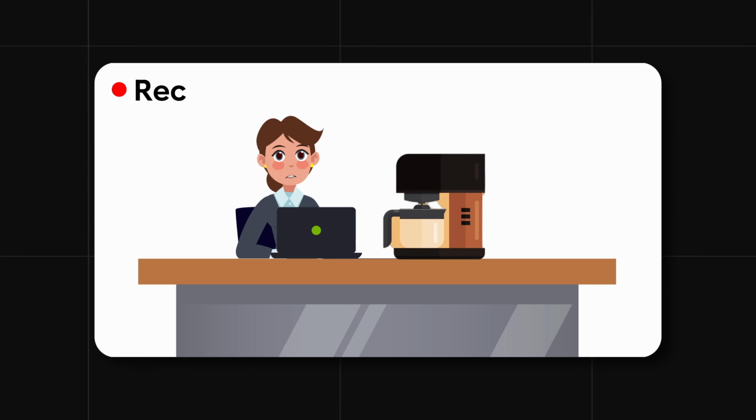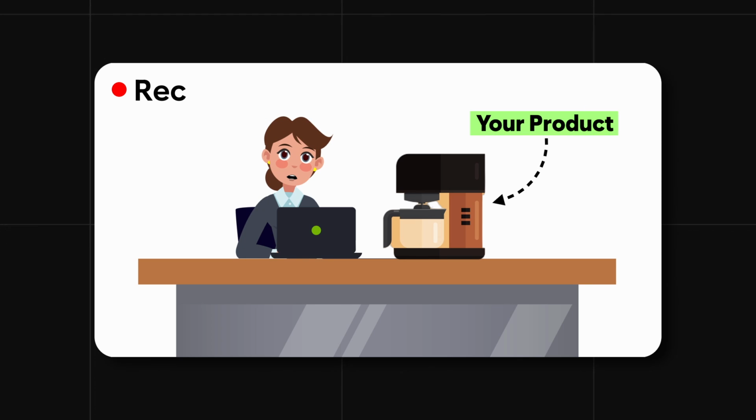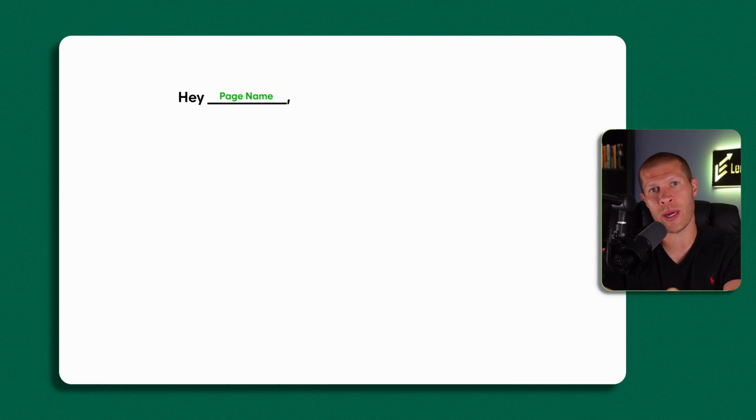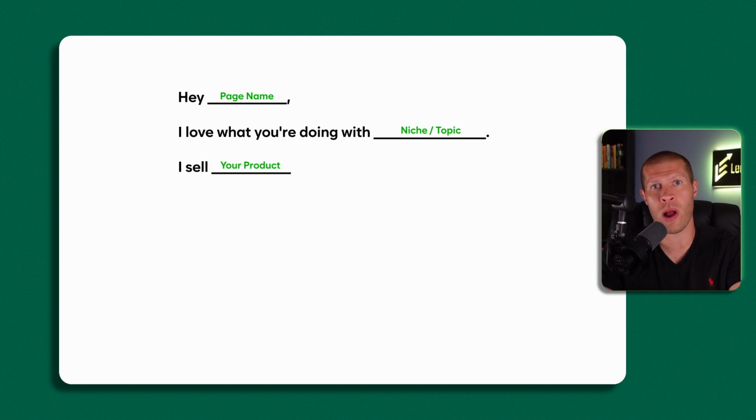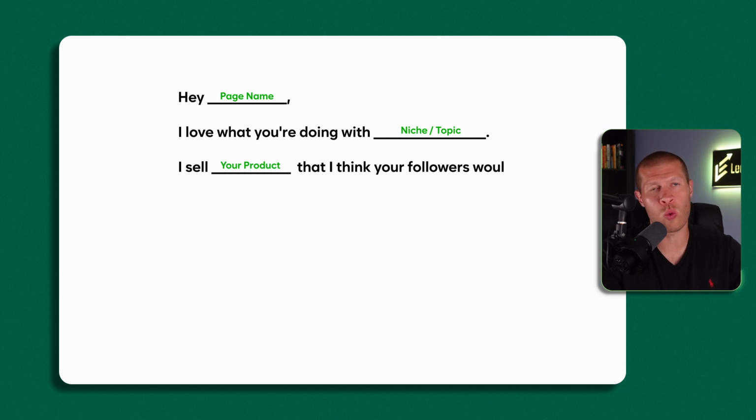But at that point, what message do you actually send them, and how can you actually get them to agree to promote your product? So when messaging potential affiliates, you want to keep it short and simple, okay? So here's an example that I use all the time. Hey, and then insert their page name. I love what you're doing with, and then insert their niche or their topic. I sell, and then insert your product that I think your followers would love.